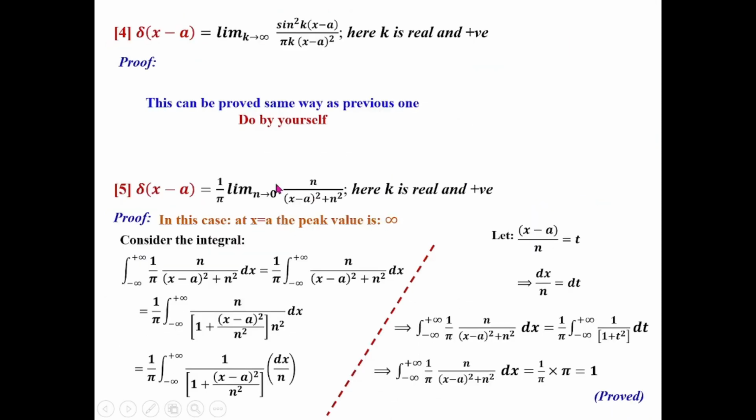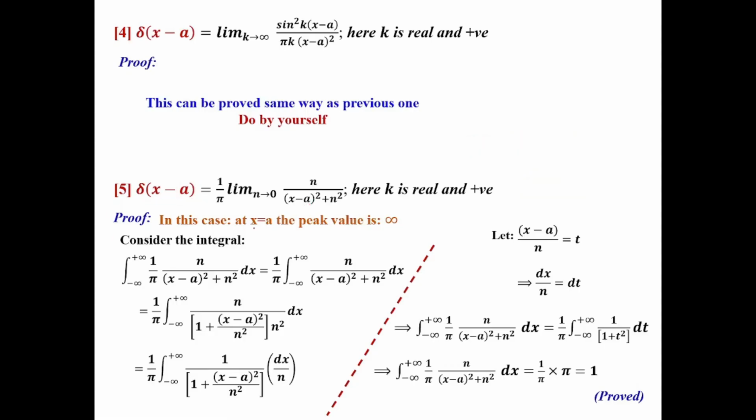Okay, so here delta x minus a, that means delta x or the impulsive force exists at x equal to a. So only for that it is written as x minus a. If I am going to consider delta x, that means delta x minus 0, that means this equation will be n by x square plus n square. So keep these things in your mind.